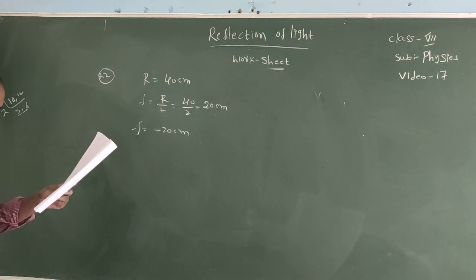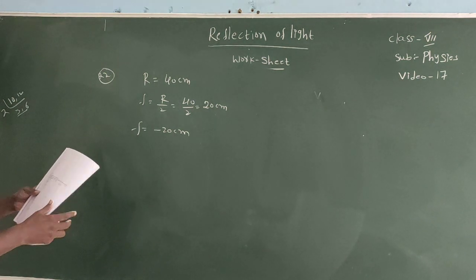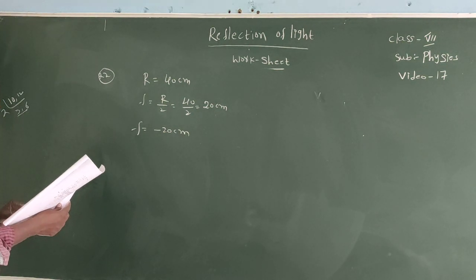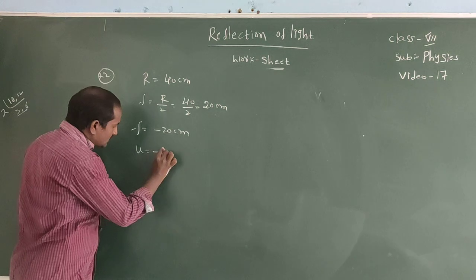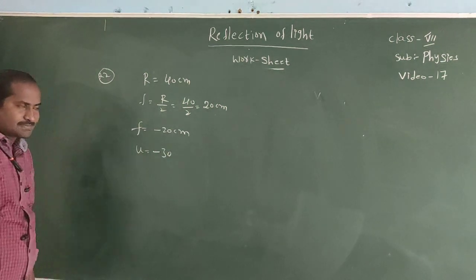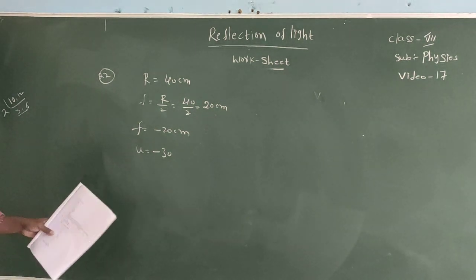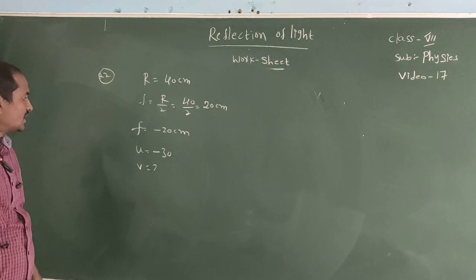Okay, next the position of the object is given. The position of the object equal to 30 centimeters. It is a concave mirror, so u is negative. Listen once again. F means here focal length, u means object distance, and v equal to image distance. So our aim is to find the v equal to how much?